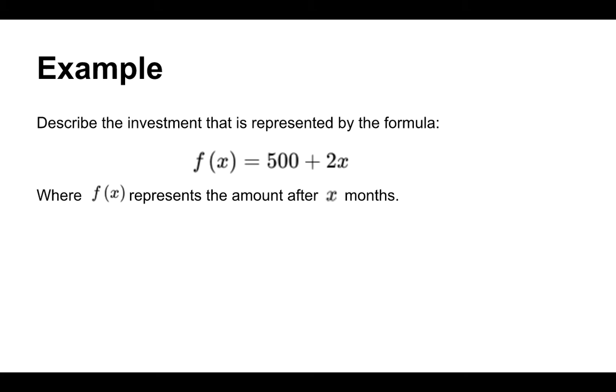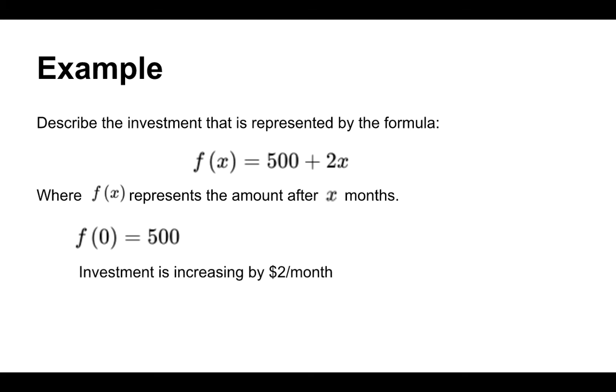An example: describe the investment that is represented by the formula, where f of x is the amount after x months. I just want to connect this back to function notation, because looking at a linear function is actually probably more helpful than looking at an arithmetic sequence. Although we are going to come back to a geometric series when we talk about annuities. It's more helpful because the y-intercept is a little more clear. We don't have that shifting to the right. At the beginning, we want to look at the $500.